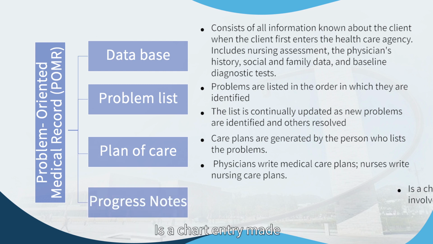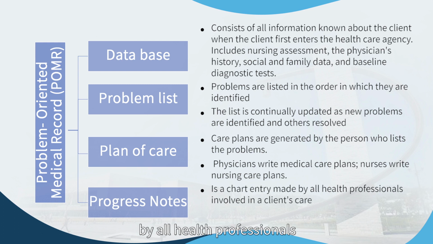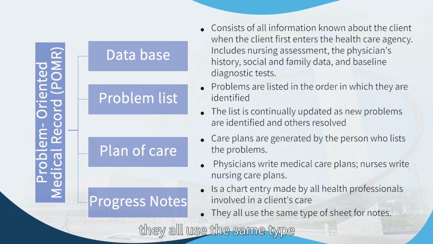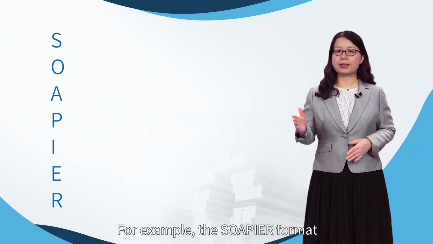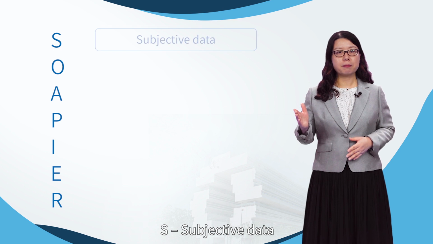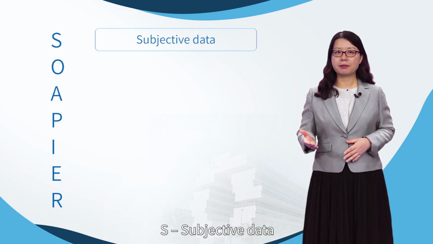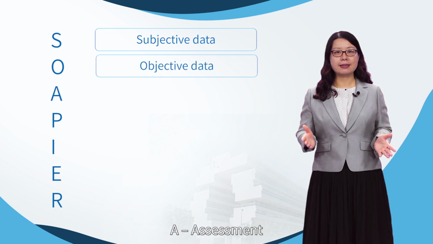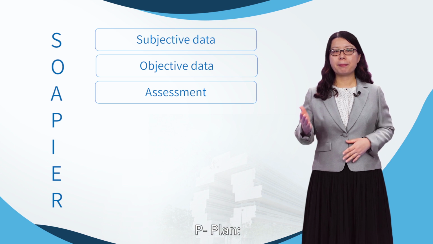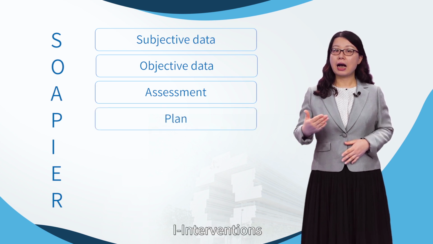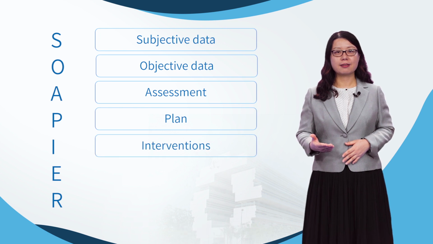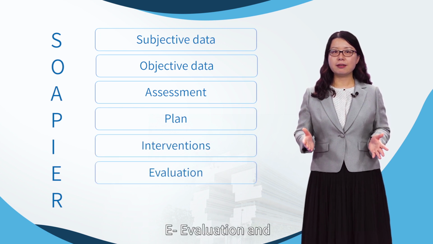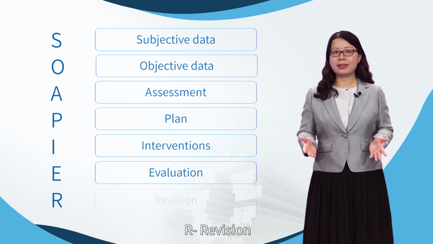Progress notes. It's a chart entry made by all health professionals involved in a patient's care. They all use the same time-ordered sheet for notes. For example, SOAPIER format is frequently used. S means subjective data. O, objective data. A, assessment. P, plan. I, interventions. E, evaluation. And R, revision.